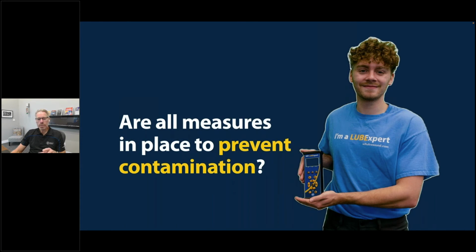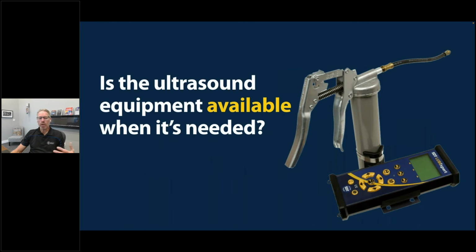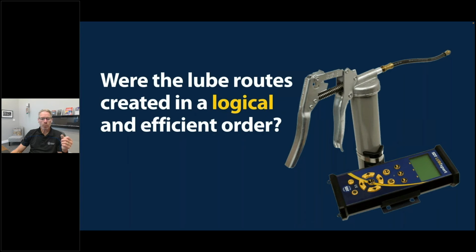Are all the measures in place to prevent contamination of your grease? This begins in the storage facility, but it ends at the point of application. Contamination can hit anywhere. Is the ultrasound equipment available when it's needed? Is there adequate technology for the entire lubrication team? Because sometimes the ultrasound program takes off and there's just not enough equipment to go around. Were the lube routes created in a logical and an efficient walking order?